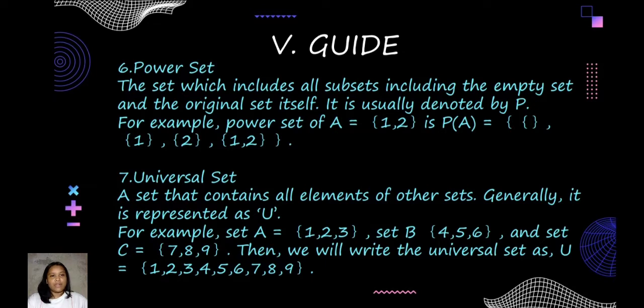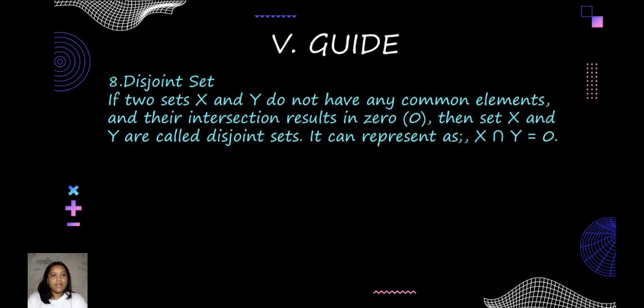According to the definition of the universal set, we can say that all the sets are subsets of the universal set. 8. Disjoint set. If two sets x and y do not have any common elements and their intersection result is empty, then sets x and y are called disjoint sets. It is represented as x ∩ y = ∅.